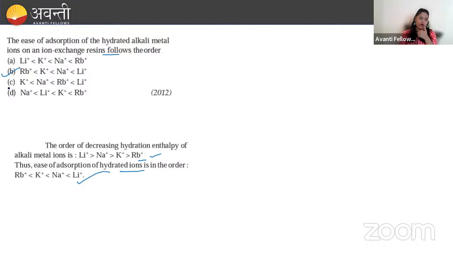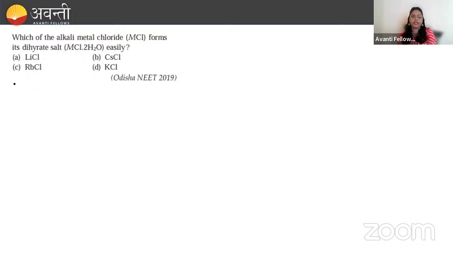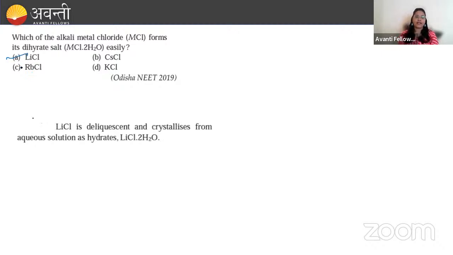So this will be the correct order because those which are more hydrated will easily adsorb on the ion exchange resin. Next, which of the alkali metal chlorides forms its dihydrate salt MCl.2H2O easily? LiCl, RbCl, CsCl, and KCl. Here the answer is A. LiCl is deliquescent and it crystallizes from aqueous solution as hydrates of this type. So our answer is A. Any doubt in this?